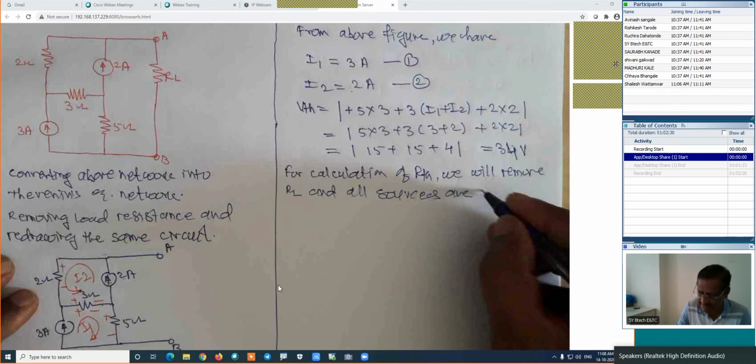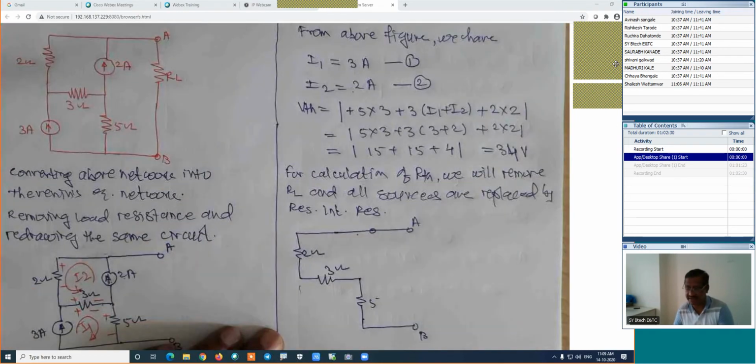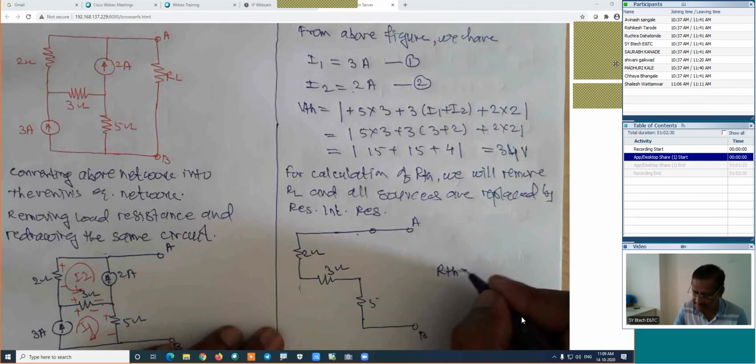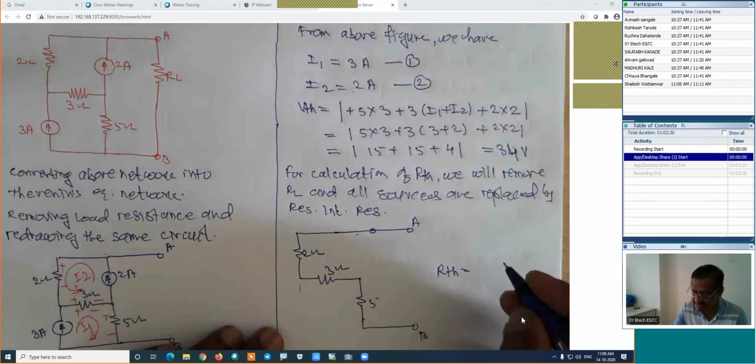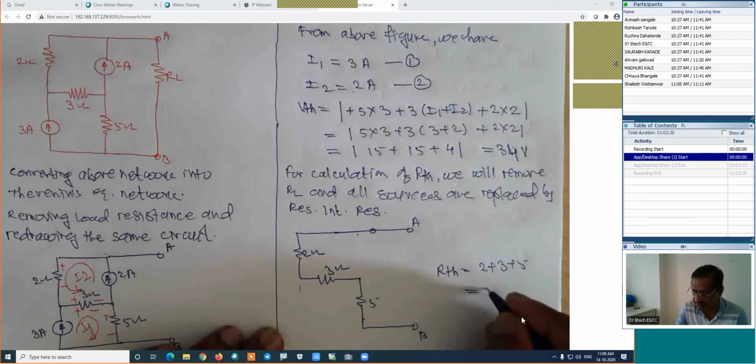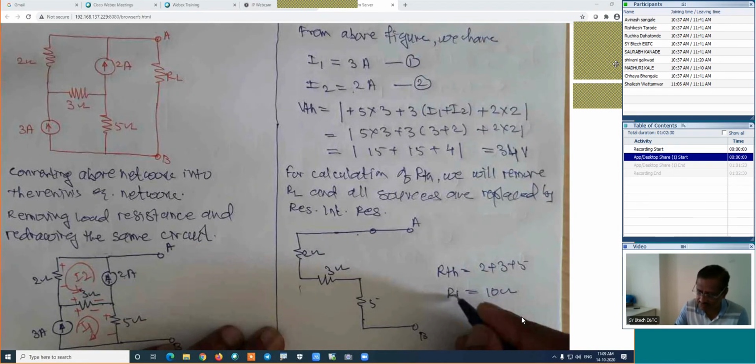This is point A, this is point B, this is 2 ohm, this is 3 ohm, and it is 5 ohm. The current source at this point is replaced by its infinite resistance, and this current source is also replaced by its infinite resistance. Now calculate its RTH, where all these three resistances are in series, that is 2 plus 3 plus 5, which is 10 ohm. This RTH is 10 ohm.